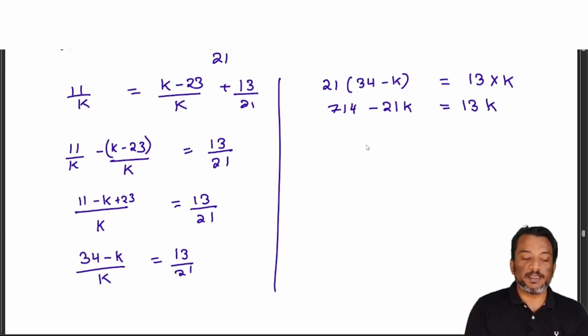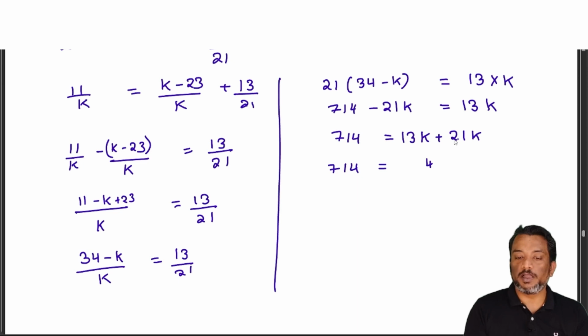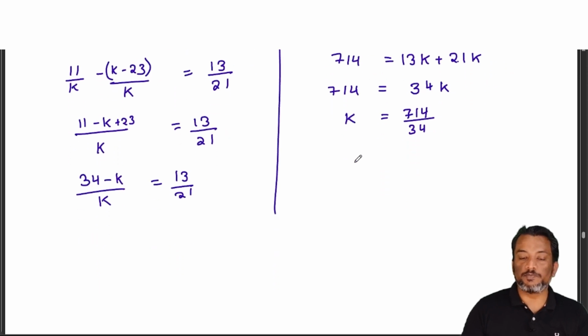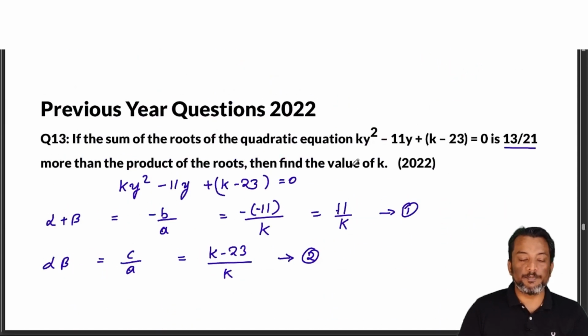Now you can bring the k to the other side. So you will get 714 is equal to 13k plus 21k. So 714 is equal to 34k. Now k is equal to how much? 714 over 34. So you can divide, and you will get 21. So the k value will be 21. Hope you got it. That way you are able to find the k value.